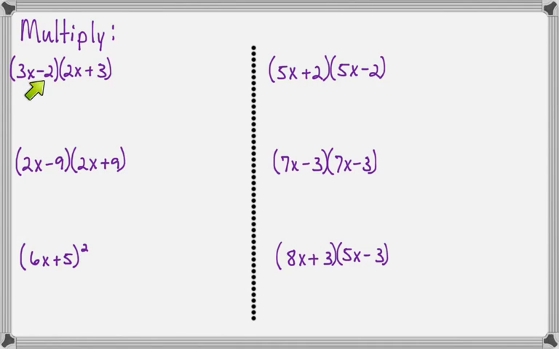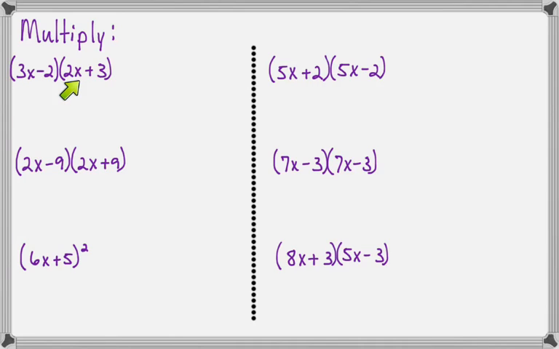First, we have 3x minus 2 times 2x plus 3. Now this is definitely binomial times binomial, but it's not a sum and difference of two terms because they're not the same. I have 3x here and 2x there. So to be a sum and difference of two terms, they need to be exactly the same, and the only change is the signs are different. We do have different signs, but we don't have the same terms. So let's just use the FOIL method here.